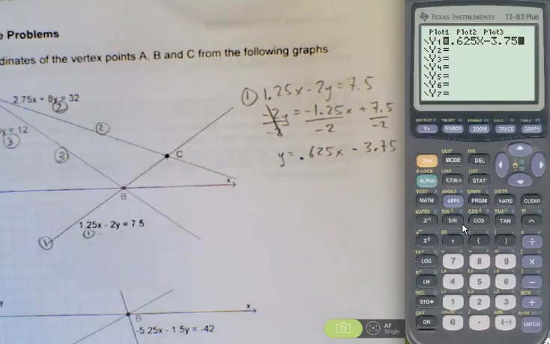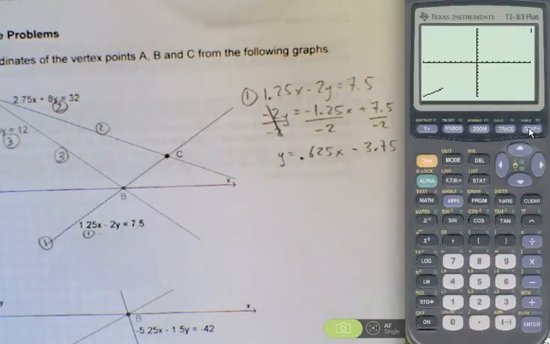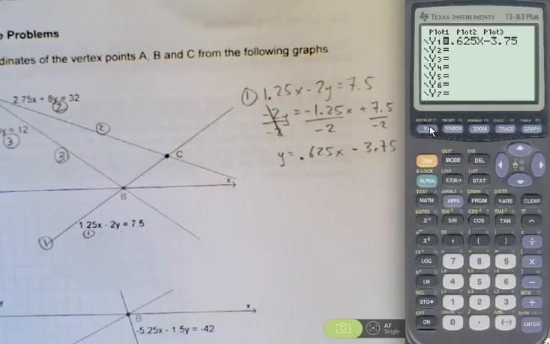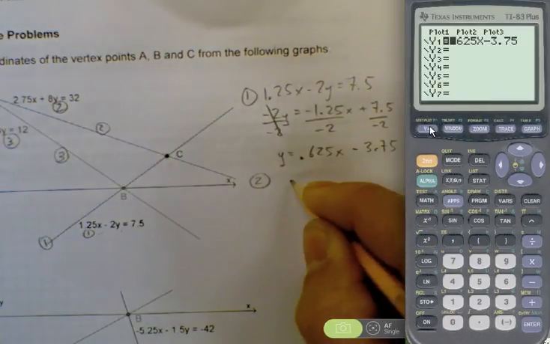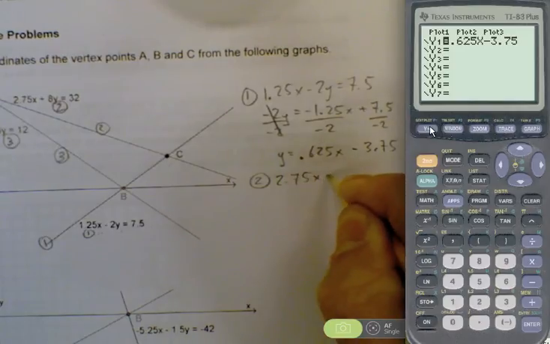Okay? And if you want, you could already sketch the graph and see what that looks like. We've got that line number 1 that's from our graph there. So now let's do the same thing and find out line 2. So line 2, we know the equation is 2.75x plus 8y equals 32.